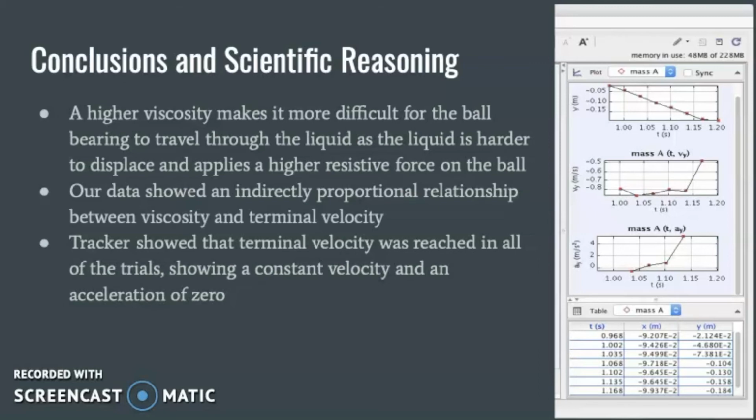Our data showed an inversely proportional relationship between viscosity and terminal velocity, and Tracker also showed that a terminal velocity was reached in all of the trials, showing a constant velocity and an acceleration of 0. In the figure to the right, you can see our graphs for the movement of the ball bearing in the water, and it shows that it did reach terminal velocity as the velocity is constant and the acceleration is at 0.